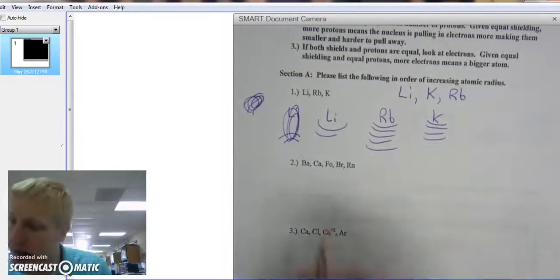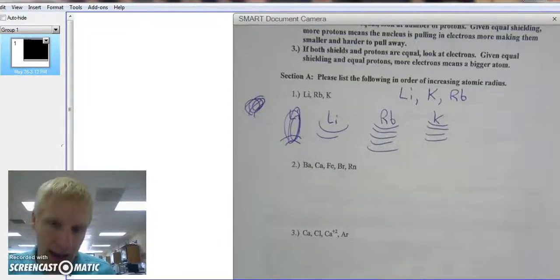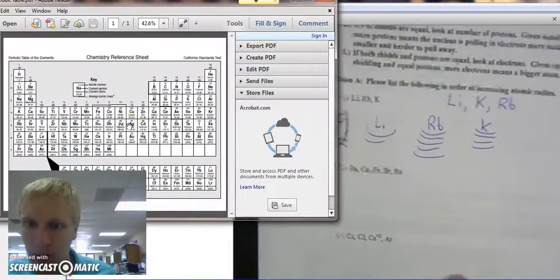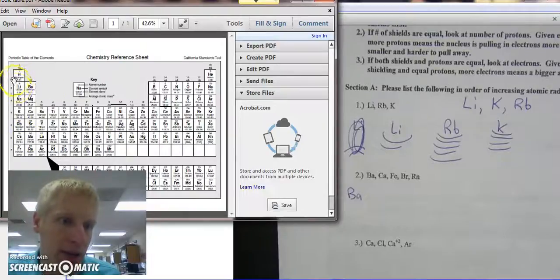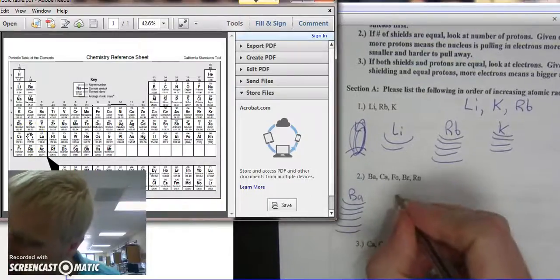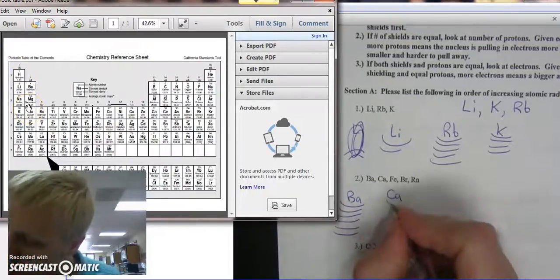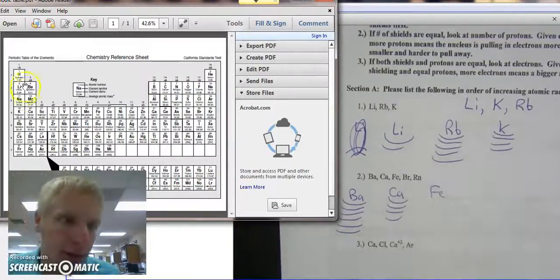Alright, moving on to the next one, we got barium, calcium, iron, bromine, and radon. So looking at barium, I'm going to draw these shields, put it right over here. Barium is down here, so it's 1, 2, 3, 4, 5, 6. We've got calcium, which has 1, 2, 3, 4 layers or shields. Iron, we're going with this one, 1, 2, 3, 4.